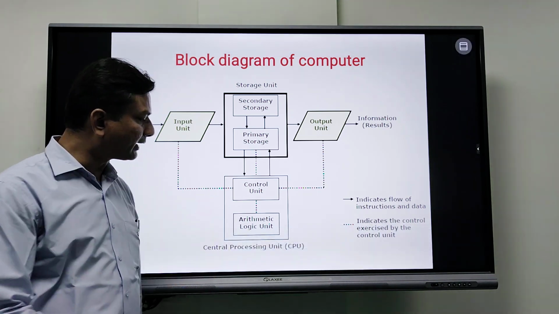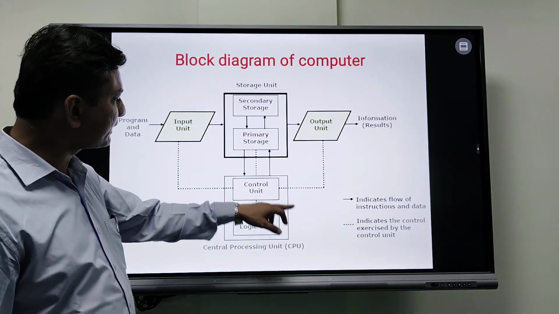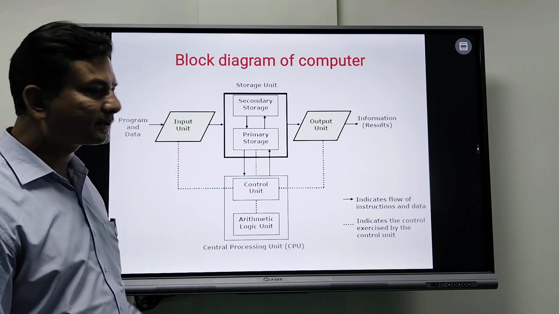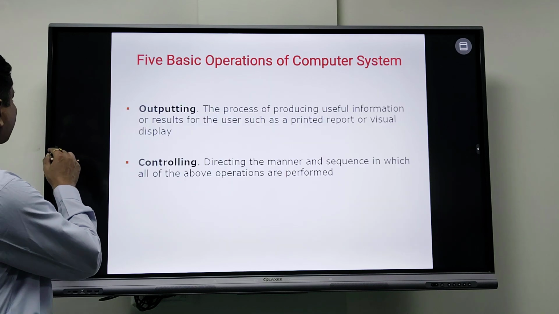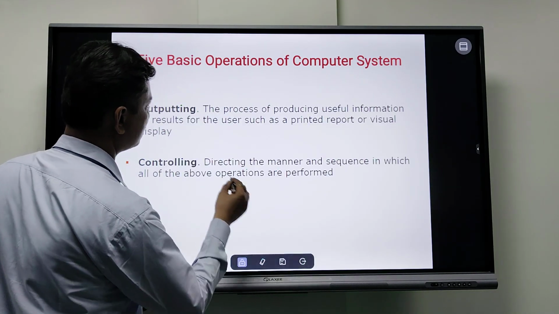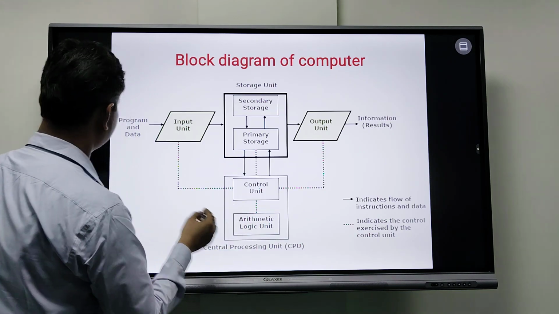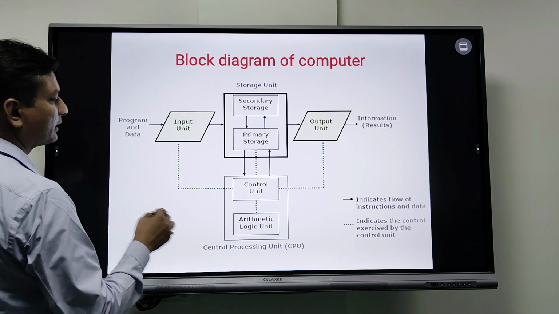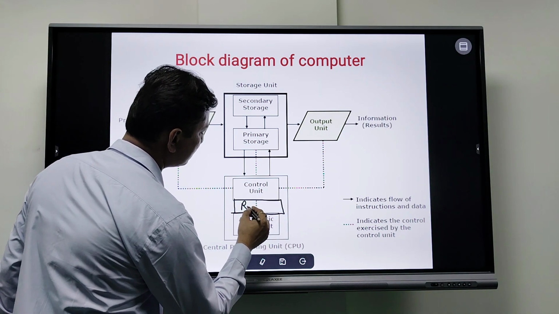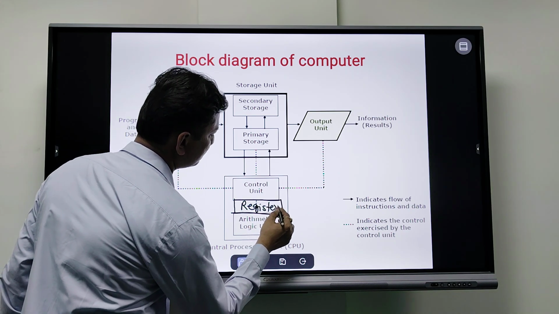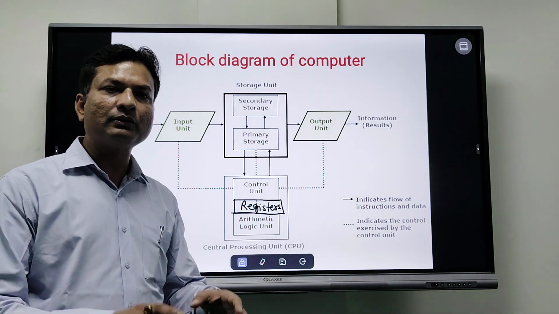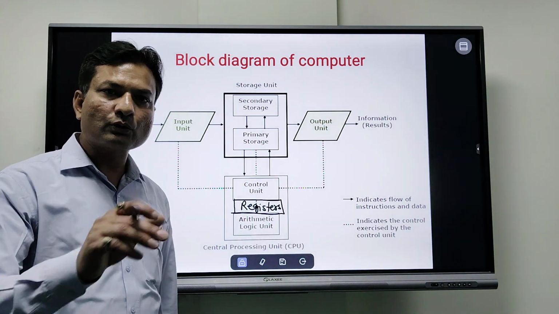So, here in this diagram, if we look at this block, that is CPU, two parts are mentioned. First part is control unit and second part is arithmetic logic unit. Actually, one more part is there, and that part is called registers. So we can say that CPU is divided into three parts rather than two parts.